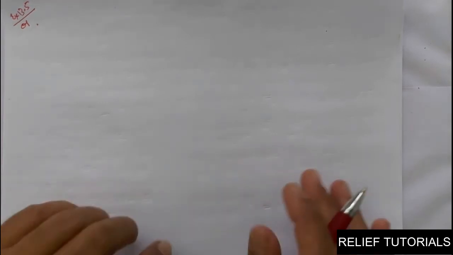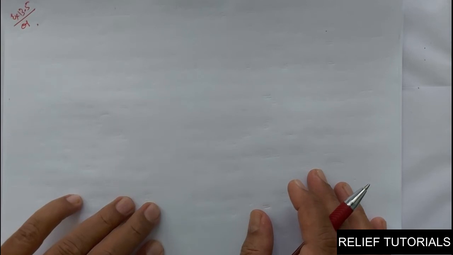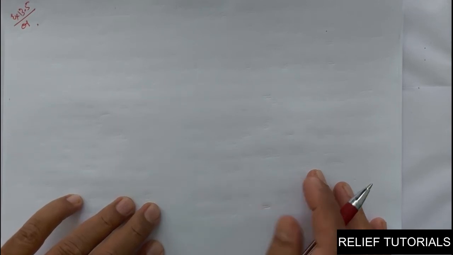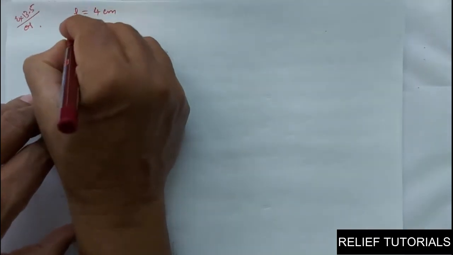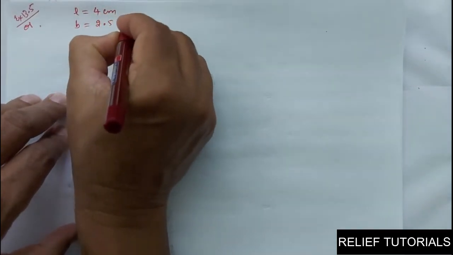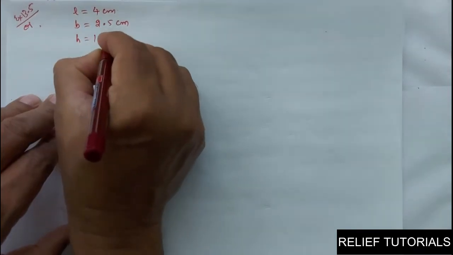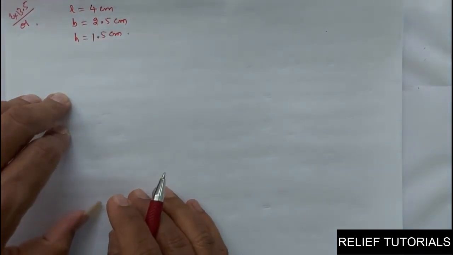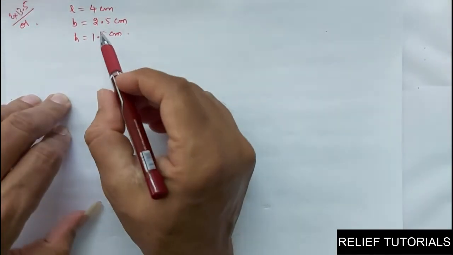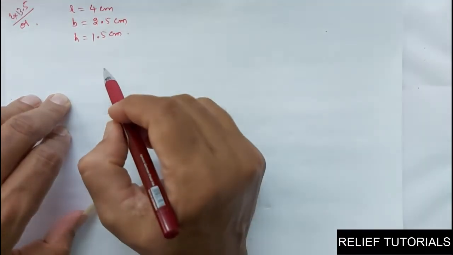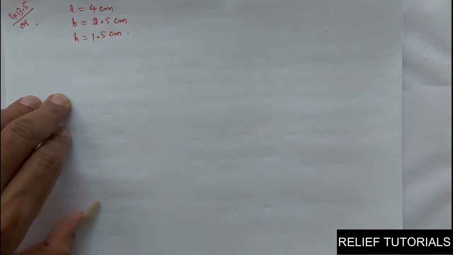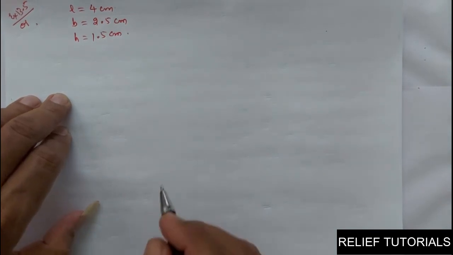See, so you will take exercise 13.5, question number 1. Read the question. A matchbox measures 4 cm, 2.5 cm and 1.5 cm. So length is equal to 4 cm, breadth is equal to 2.5 cm and height is equal to 1.5 cm. What will be the volume of a packet containing 12 such boxes? So you want to find the volume of one matchbox, and there is one packet which contains all 12 matchboxes. So first you will find the volume of one matchbox, then you will find the volume of the packet. Clear?